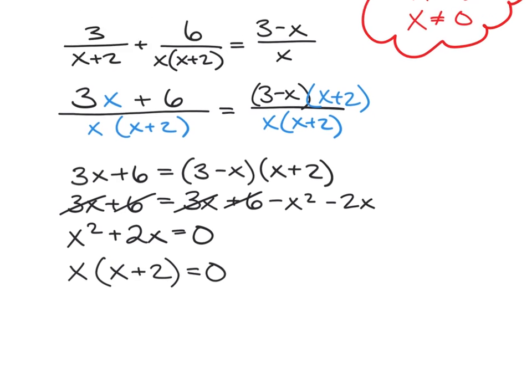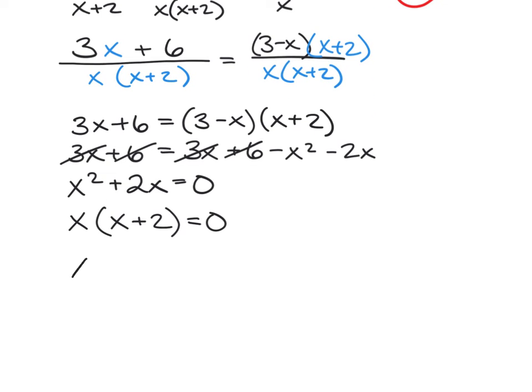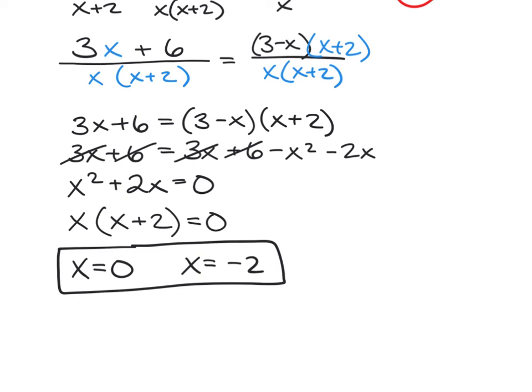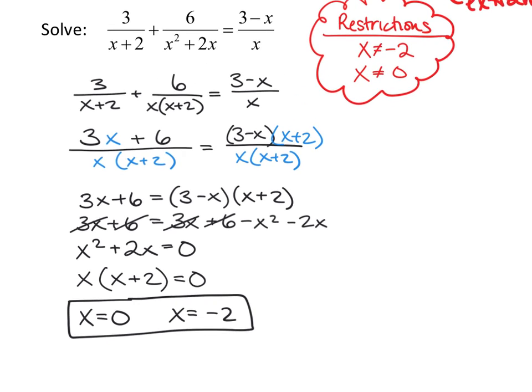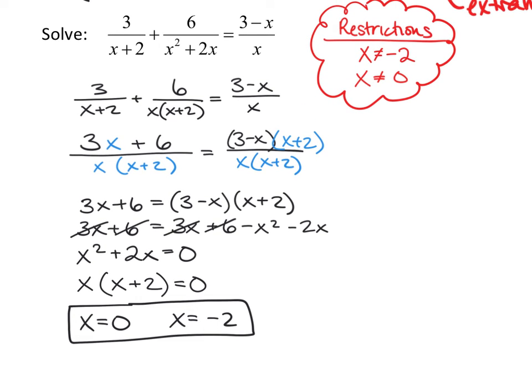And so if I use the zero product property, I'm saying that x is equal to 0 and x is equal to negative 2. Those are my two solutions that I got from solving the rational equations. However, we have to remember that we have some restrictions on this type of function. The denominators cannot be equal to 0, and we said earlier that my restrictions are simply x cannot be equal to negative 2 and x cannot be equal to 0.